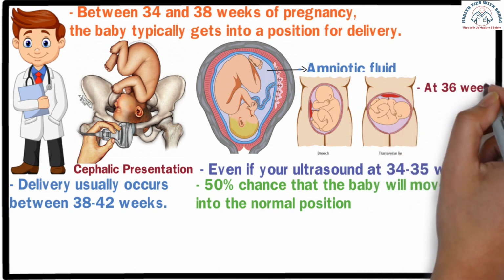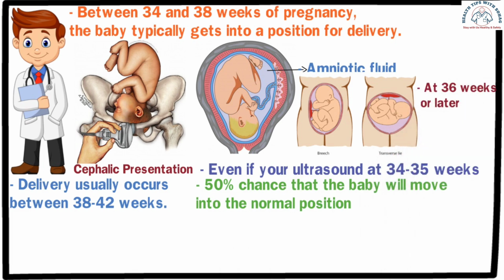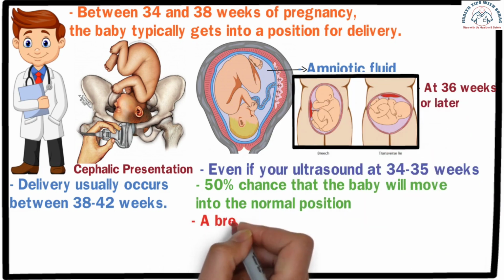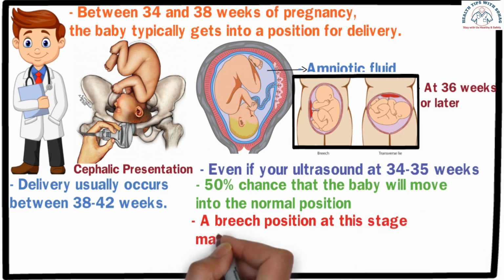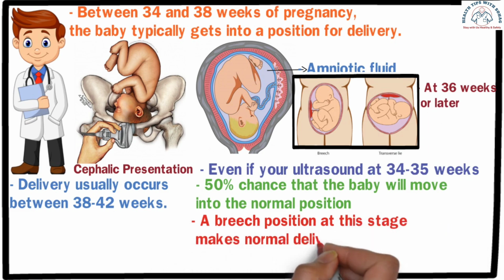However, if you have an ultrasound at 36 weeks or later and find the baby is in breech presentation, this can be cause for concern. A breech position at this stage makes normal delivery risky. In such a case, you should prepare for delivery in a hospital.